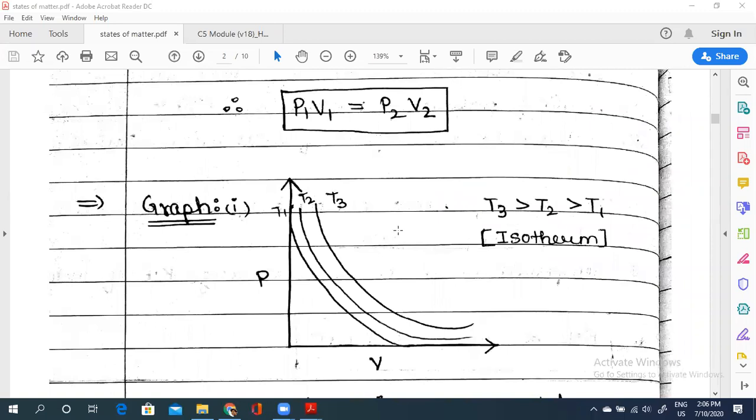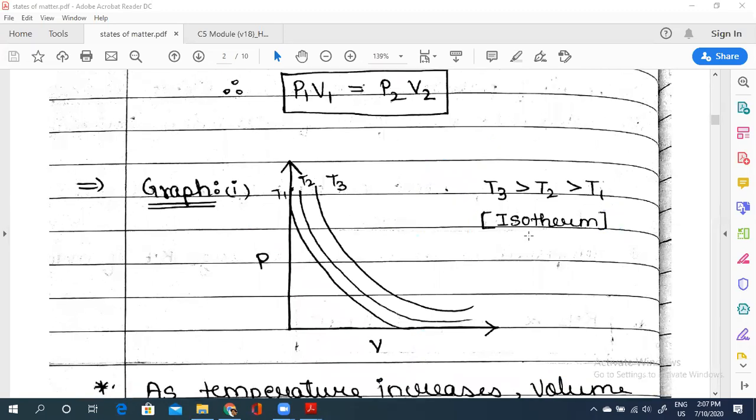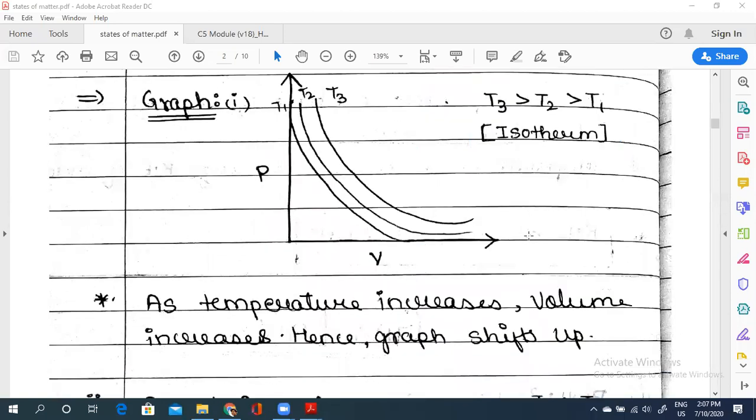So T3, T2, T1: T3 is greater than T2 is greater than T1. And since temperature is constant, it is called an isotherm. ठीक है, the graphs between P and V when temperature is constant are called isotherms. ये याद रखो. ठीक है, the PV graph when temperature is constant is called your isotherm. ठीक है, right? Okay, so this is your Boyle's law. I guess everyone understood everything about Boyle's law. ठीक है, right?